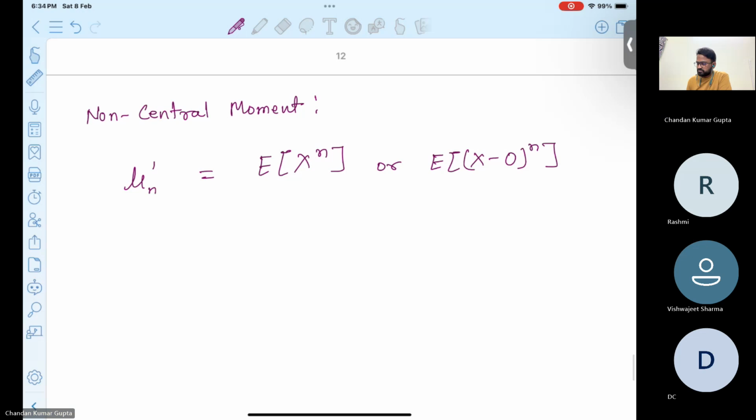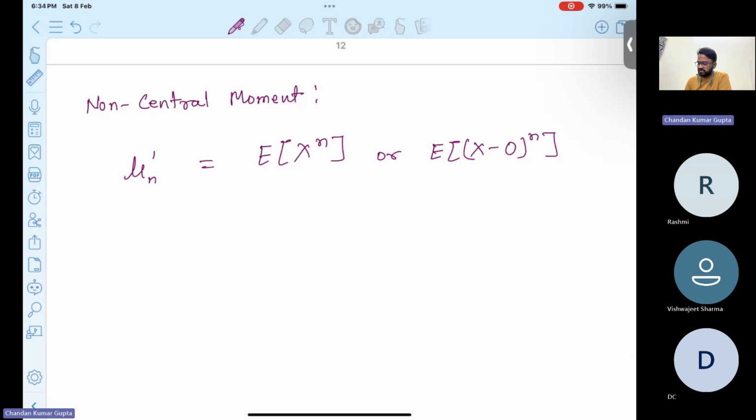And similarly, it is defined like this for n equal to 1, 2, and so on. Okay, so these are the cases.